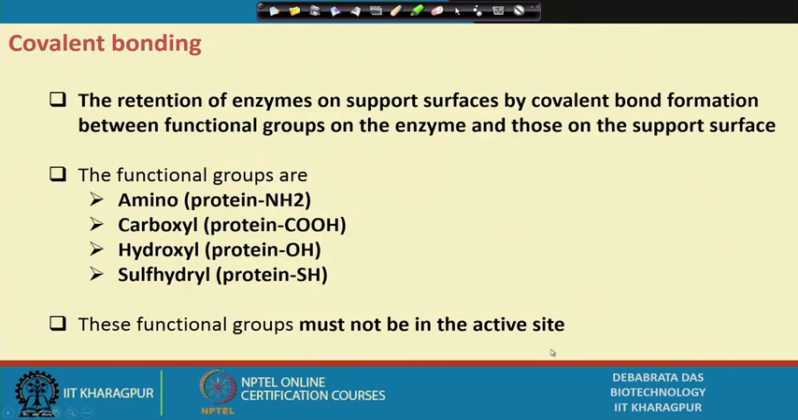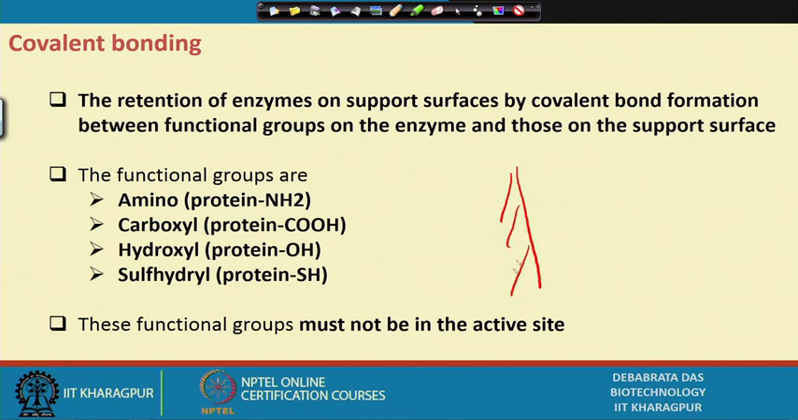Next is covalent binding. Covalent binding is considered the strongest binding between the solid matrix and the enzyme. We call this covalent bonding. How does the covalent bonding take place? It is a kind of sharing of electrons. One electron from the solid matrix, one electron from the enzyme, they share with each other and form the bond, and this is the strongest bond.